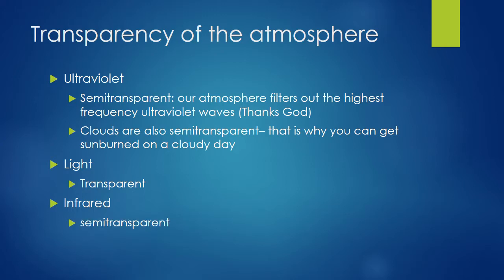Infrared light is semi-transparent. Some of the infrared waves come through, some of them don't. What keeps us nice and warm and toasty on our planet? The greenhouse gases. The infrared light that does come into the atmosphere gets trapped in here. The Earth also emits infrared frequencies, and those get trapped inside the greenhouse gases, and that keeps us nice and toasty. Otherwise, the planet Earth would be quite chilly. But mainly our atmosphere was designed by God to allow visible light to get through.